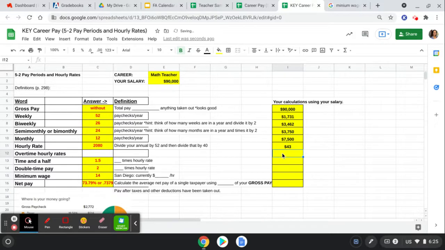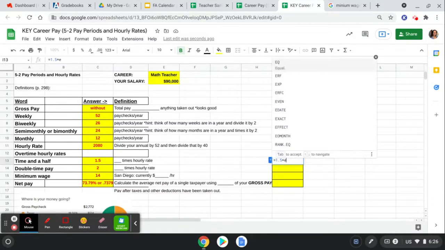Hourly rate of $43. What do you think for teachers? Next one should have been a skip. Time and a half pay. So now that we know our hourly rate of $43, that's in I11. Great. Okay, I11. So here we're going to say 1.5 times our hourly. So we're going to say equals 1.5 times E11.